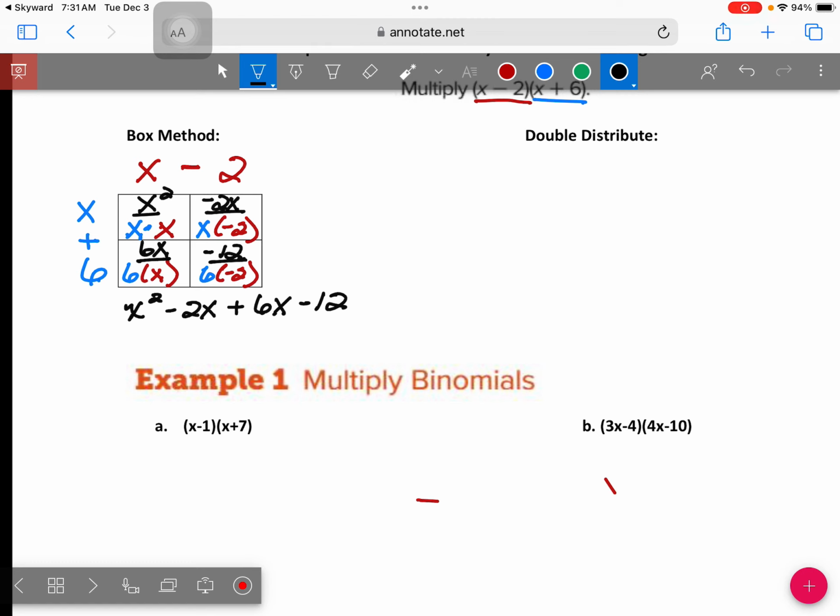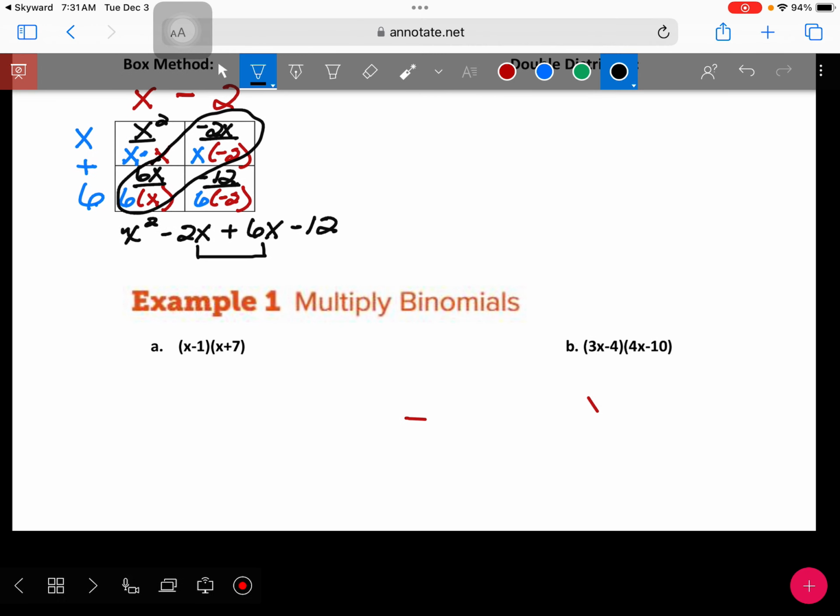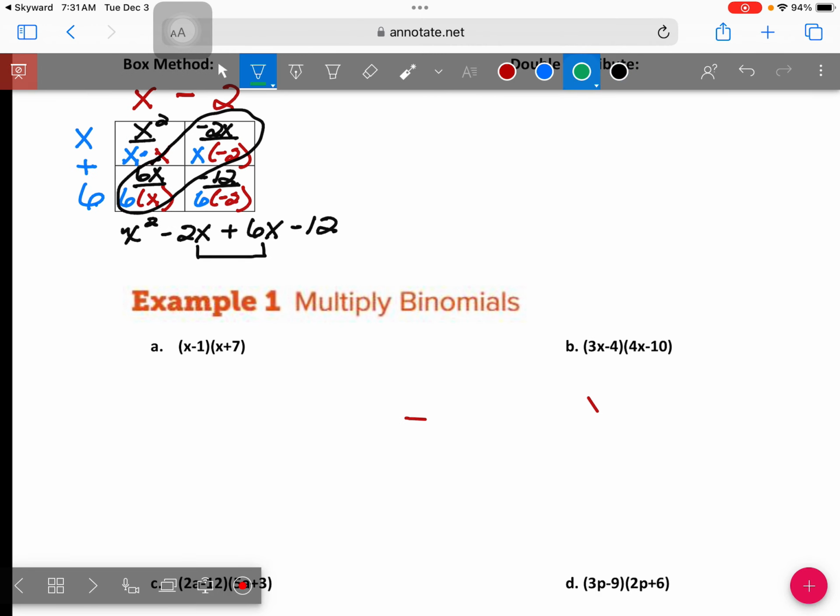And what you should notice is that the ones on the diagonal are always going to be able to combine. So I have like terms in the negative 2x plus 6x. And when I combine those together, what do we get? Negative 2 plus 6, so that's going to be 4x, right? So that gives me 4x.